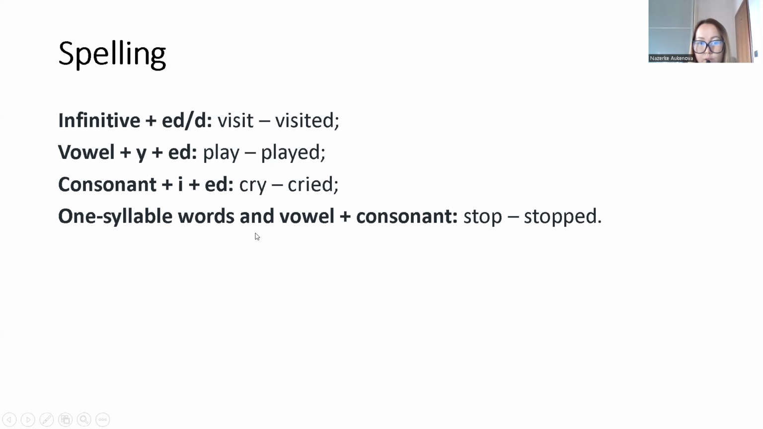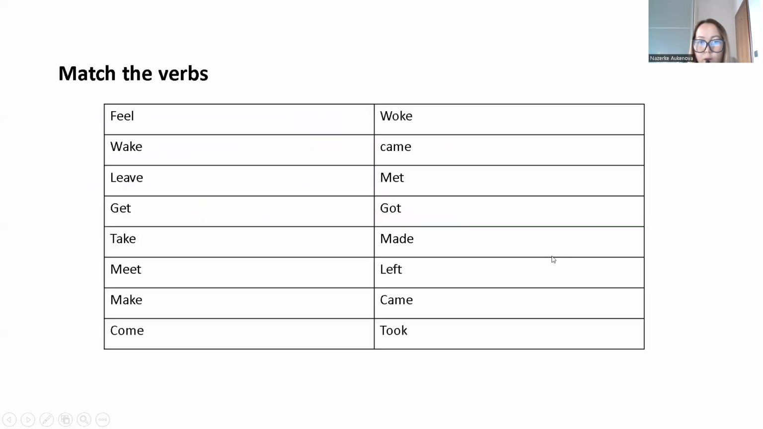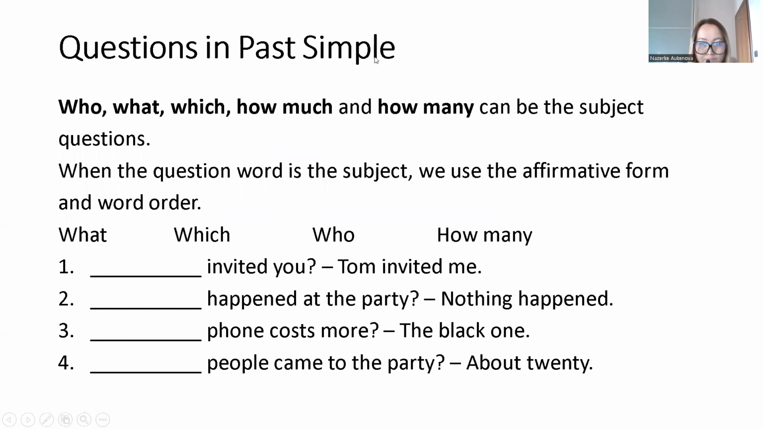One syllable words and vowel consonant. So it means that stop, yes, P, we have here a consonant sound and we have to double it, like stopped. Okay. So I hope it was clear and you have to practice more again. So thank you for watching. Bye bye.